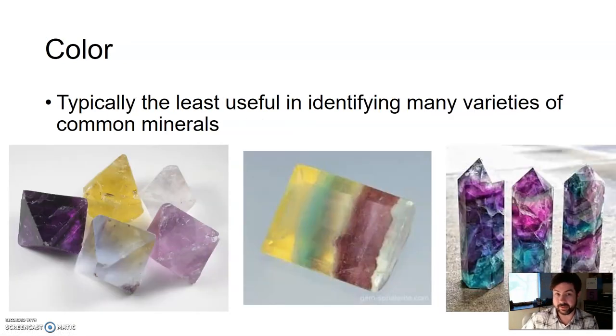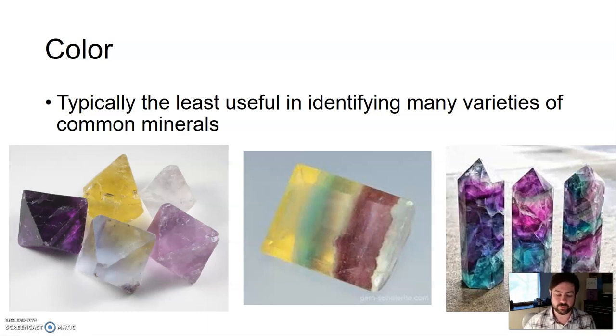Color. When we're looking at a mineral, we can assess its color. Now, typically, color is the least useful thing in identifying many varieties of common minerals. For example, this is a mineral fluorite. You can see, you get purple, yellow, lighter purple, clear, kind of like a grayish color. So fluorite comes in different colors. In some cases, there are other minerals where one single sample has a bunch of different colors in it. Same thing over here. So color can kind of be misleading. Color can be very misleading.